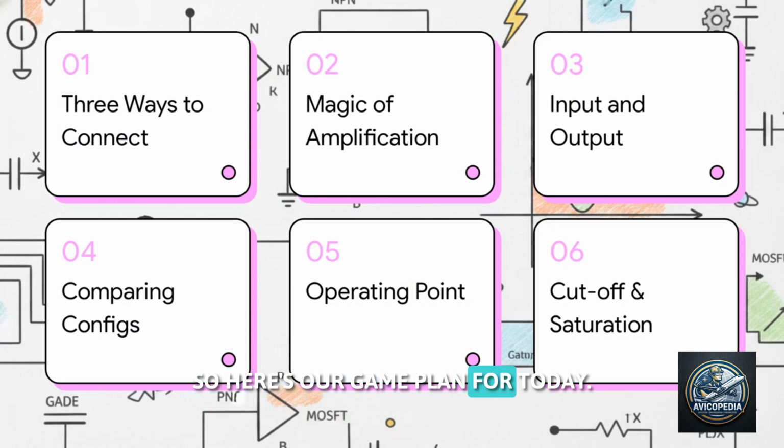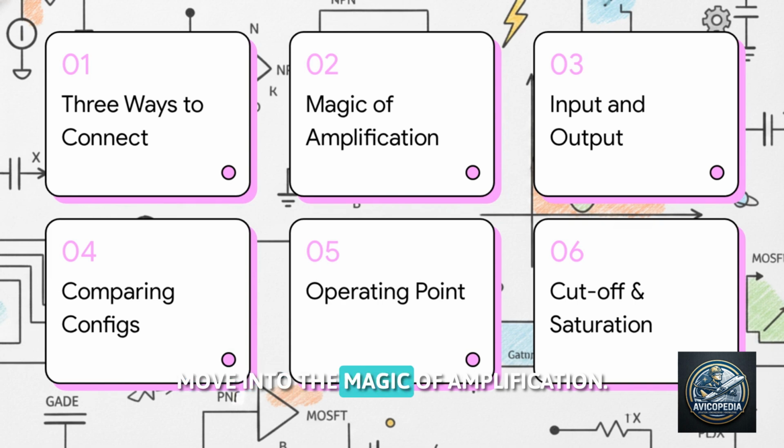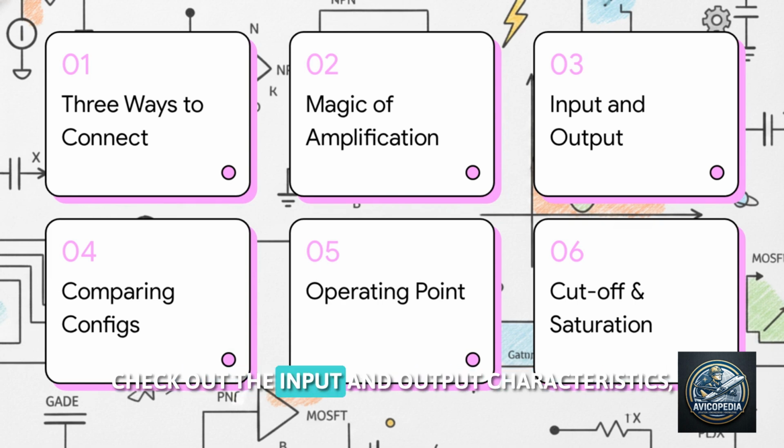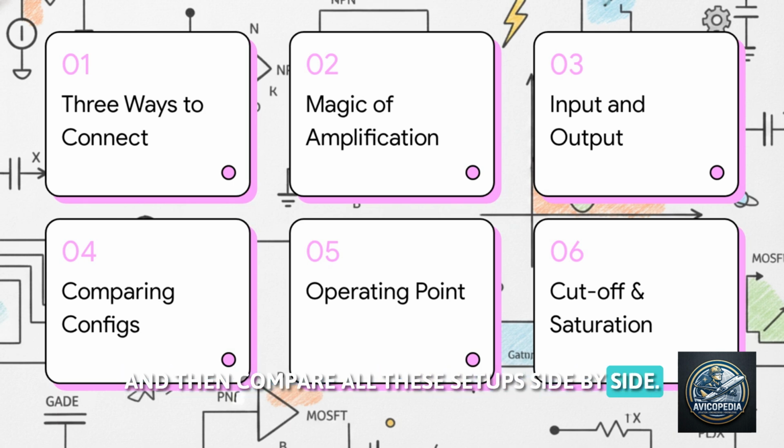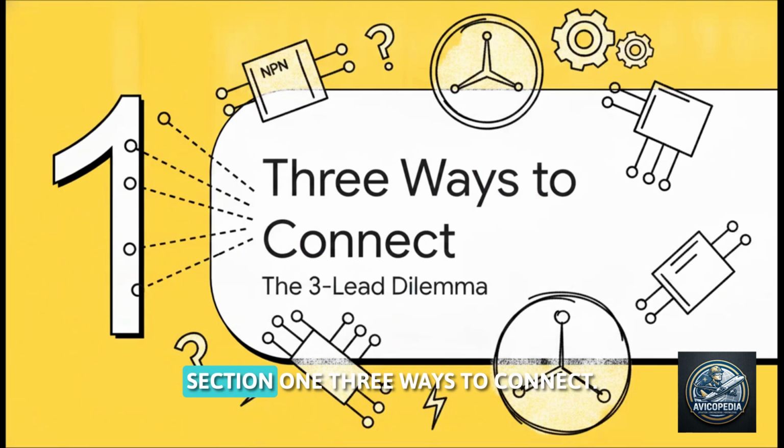So here's our game plan for today. We'll start with the 3 ways to connect a transistor, move into the magic of amplification, check out the input and output characteristics, and then compare all these setups side by side. After that, we'll track down the operating point and finally unpack the cutoff, active, and saturation states. Let's get into it. Section 1, 3 ways to connect.